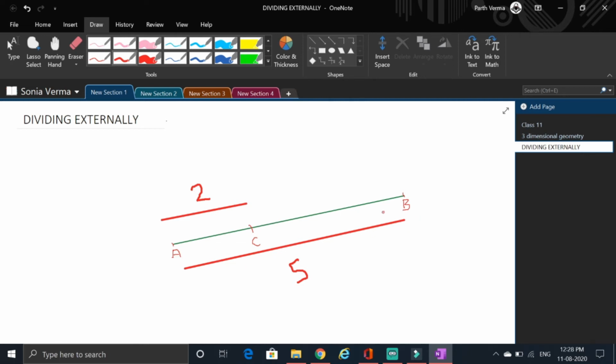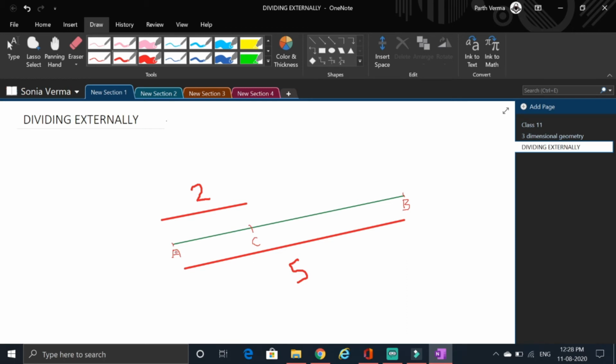And A divides BC in the ratio 5:2. This is the actual meaning of external division. So whenever you are given such a question, that a point divides a line segment externally, there are two things to note down: that the point lies outside the line segment and is collinear with the line segment. And you can interpret the ratio in this way, as I have done here.